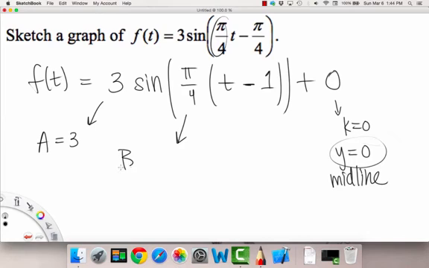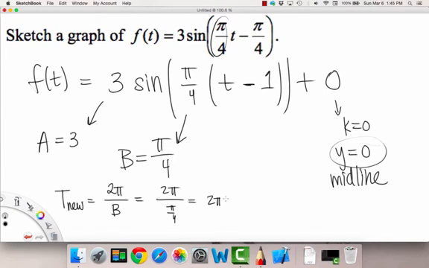Alrighty, our b is equal to pi over 4, which will tell us how much we stretch or compress in the horizontal direction, which means that our period is going to change. Our new period is given by the formula, at least for sines and cosines, 2 pi over b. If we plug that into the formula, we get 2 pi over pi over 4. When you divide by a fraction, you just multiply by its reciprocal. So we have 2 pi times 4 over pi. The pi's cancel out, and we just get the new period equal to 8.